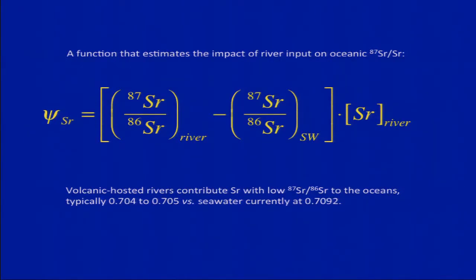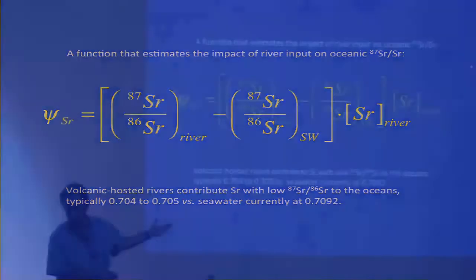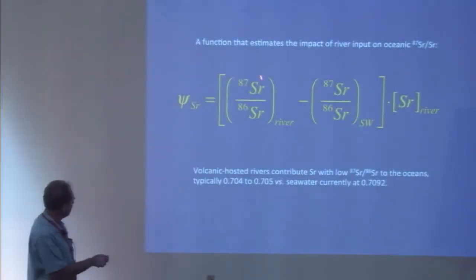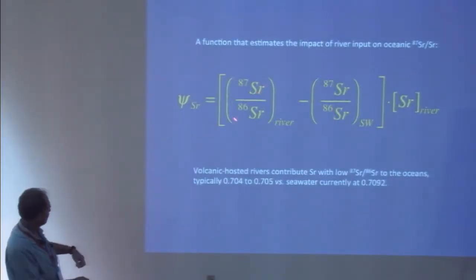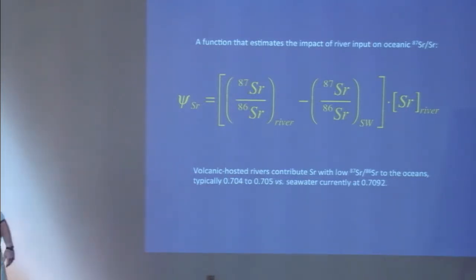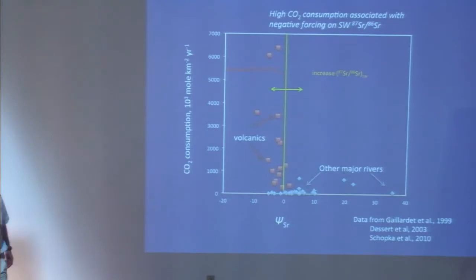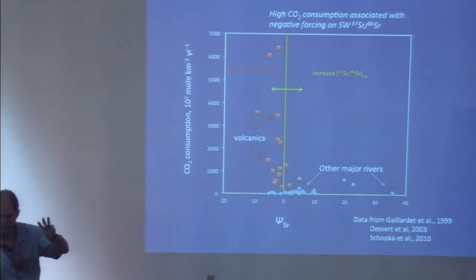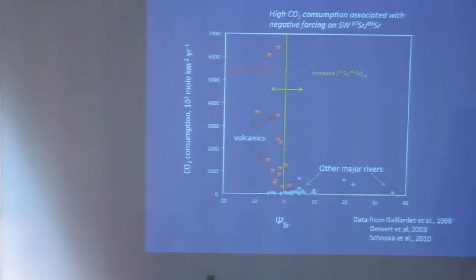So if the river inputs are the same as seawater, it doesn't matter how much strontium you put in, you're not going to change it. If they're more radiogenic, it's going to make it go up. If they're less radiogenic, it's going to make it go down. All right? And so then we can make a quick chart of that just to see schematically what it looks like. So there's my trident function. What do you call those things?